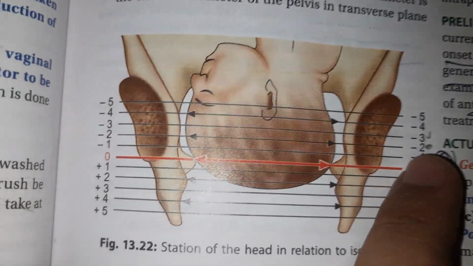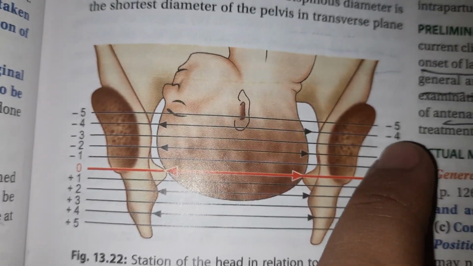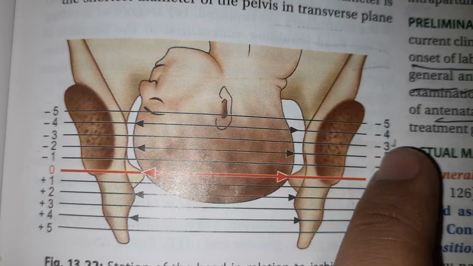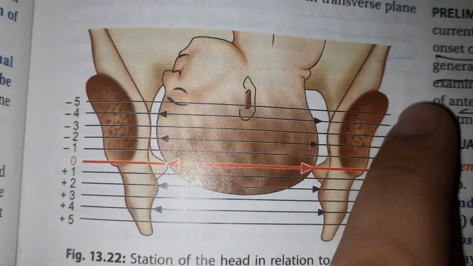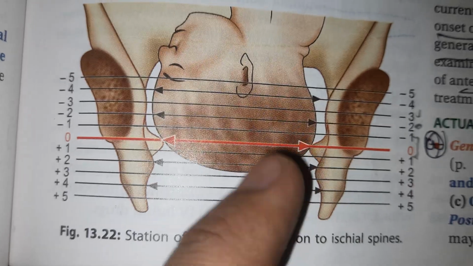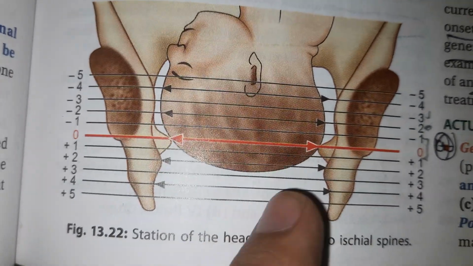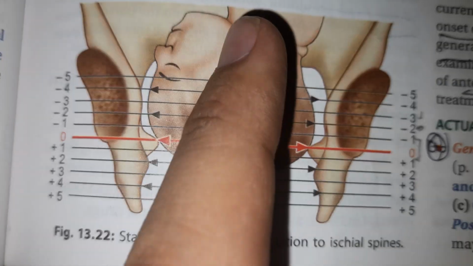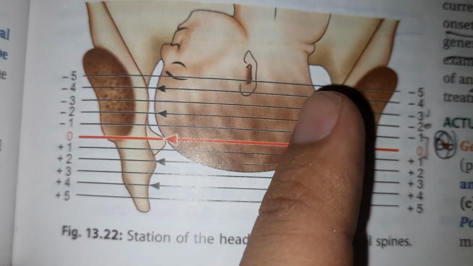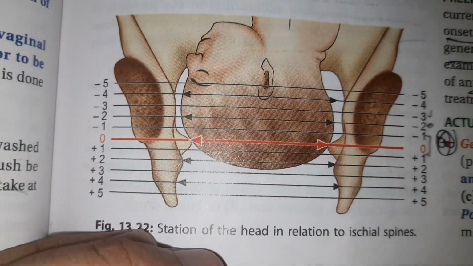And if it is -2, then it is Bishop score 1. And if it is -3, or -4, -5, that is -3 or above, this equals Bishop score 0. So the more the fetal head has descended, the more the score increases. If the fetal head is still upward, then the Bishop score decreases. So there is a direct relation between head descent and the Bishop score.